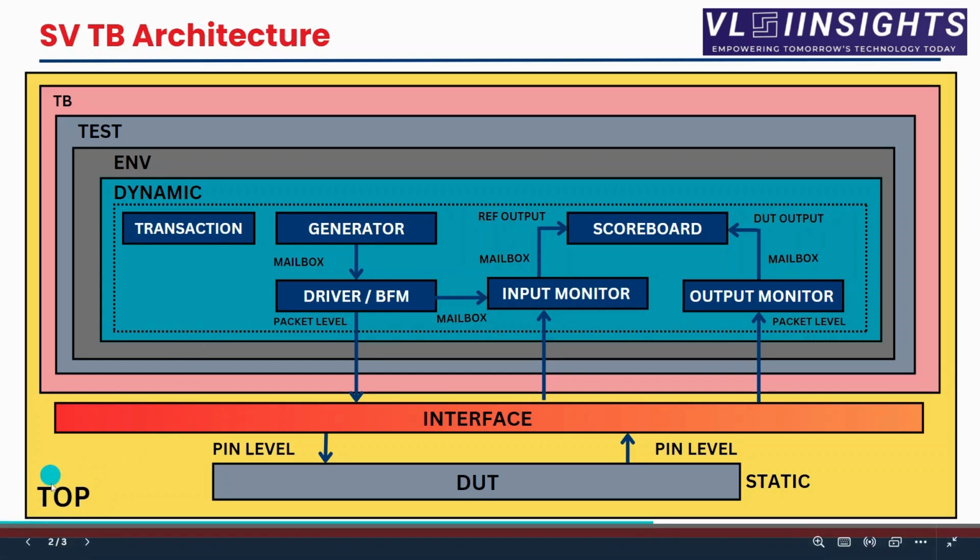So we have top, inside top we have testbench and DUT. Inside testbench we have test, inside test we have env, inside env we have some other files like transaction, generator, driver, which is also called bus functional model. We have input monitor, output monitor, which we can also call write monitor, read monitor, followed by that we have scoreboard.